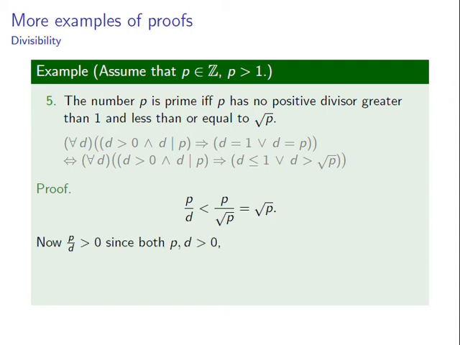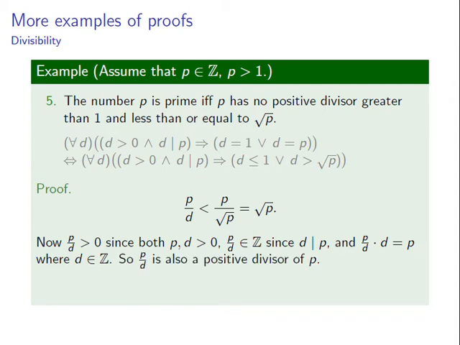Now, p over d is positive since both p and d are positive. P over d is an integer since d divides p, and p over d times the integer d is equal to p. So the number p over d is also a positive divisor of p. Since p over d is less than the square root of p, it follows from the first hypothesis that p over d is equal to 1. Therefore, d is equal to p.